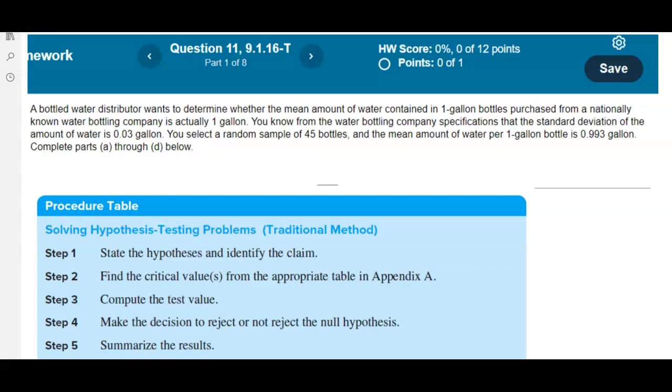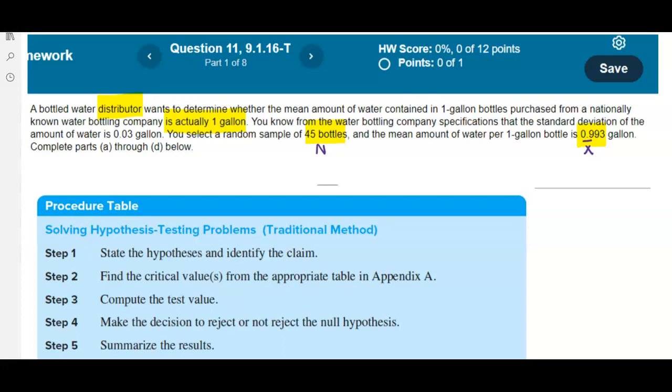All right, so in this question we have a distributor who wants to verify that the bottles of water are actually equal to 1 gallon of volume. So he's going to select 45 bottles and take the mean of the water in them. He finds that it is 0.993, and that would be your X bar. The 45 bottles, that's N.